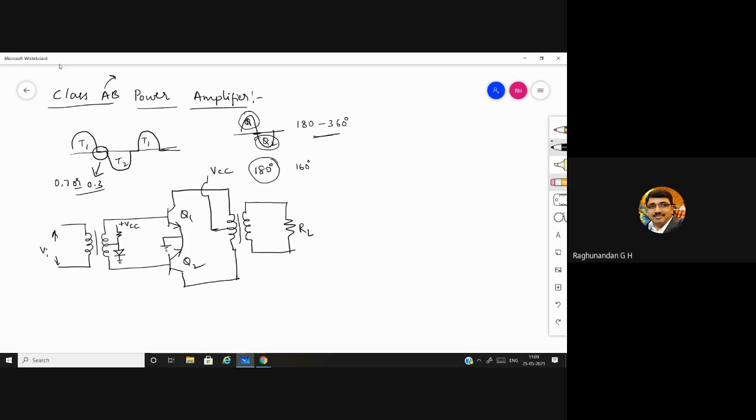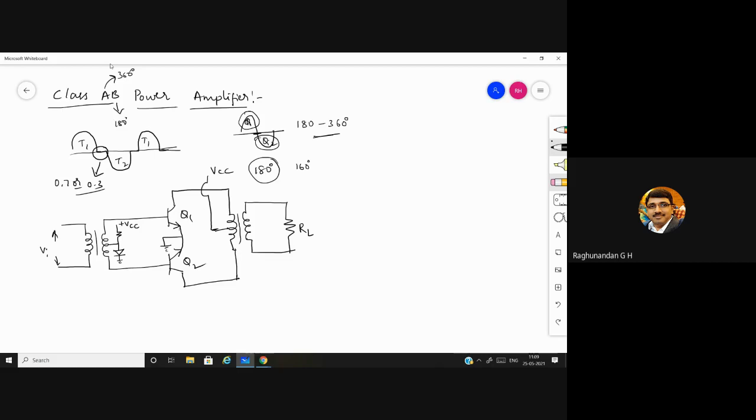But what is the output cycle for class A? A sine wave, a full sine wave. That means it is 360 degrees. Yes, but sir, for this one it is 180 degrees. So this class AB is a combination of both. The output given by Q1 should lie between 180 degrees and 360 degrees, such that we will be eliminating the crossover distortion.